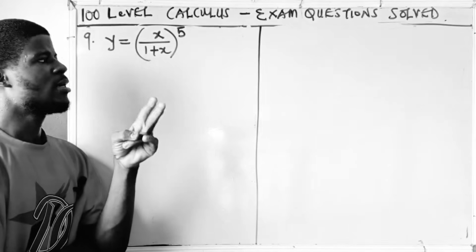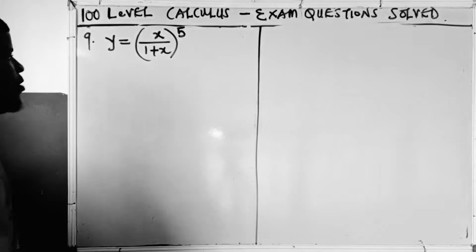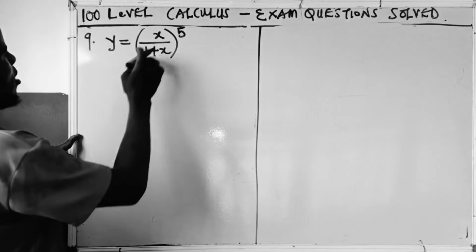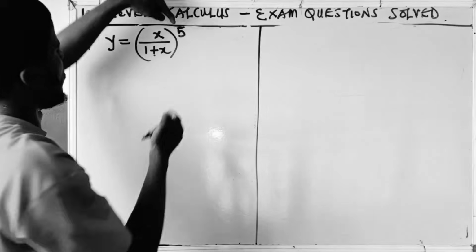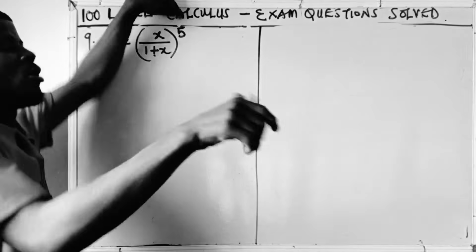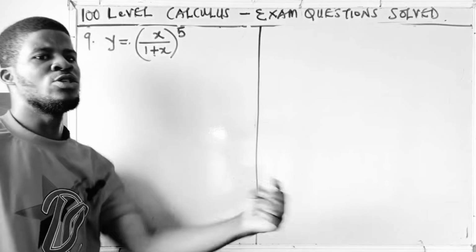3x. It will interest you to know that we need a mix of the quotient rule and the chain rule together to solve this derivative. Look at it. This is x over 1 plus x. That's already a quotient. But everything is raised to the power of 5. That makes it a function of a function. So inside the power function, which is raised to the power of 5, there is a function in terms of x, which is rational.